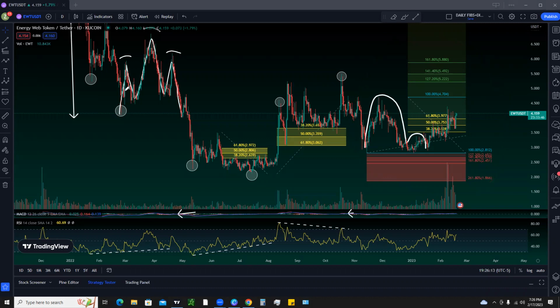Now, chart patterns are very useful. For example, we have a nice head and shoulders right here: left shoulder, head, right shoulder. We ended up breaking that neckline and getting the move down. We went over that in one of my last videos I did on EWT, but something else that a lot of people aren't aware of are divergences.